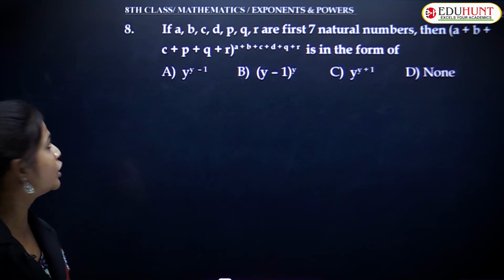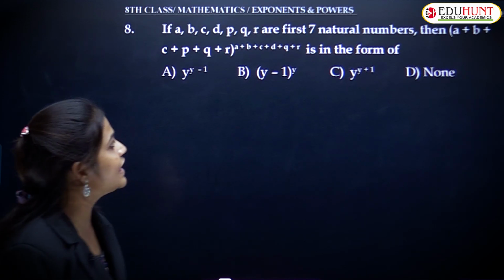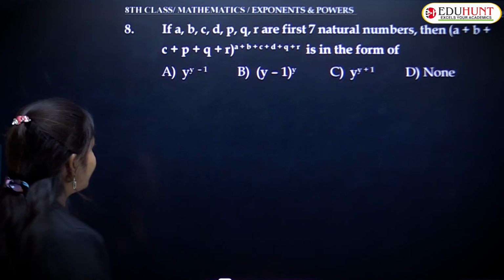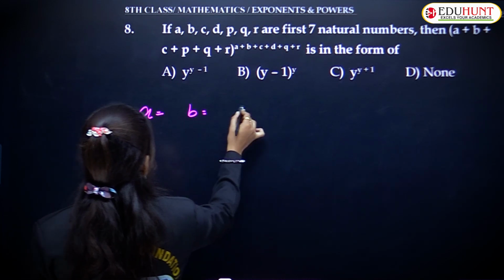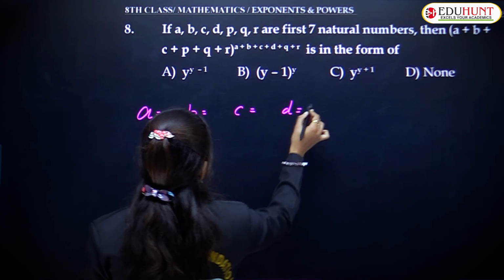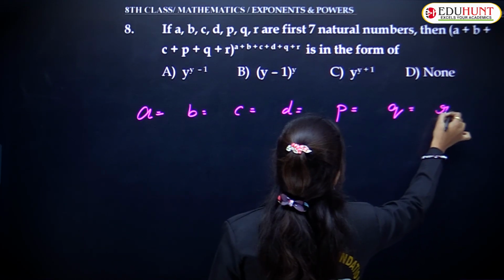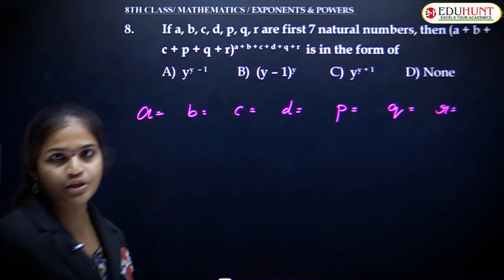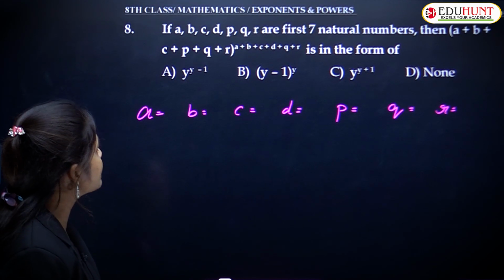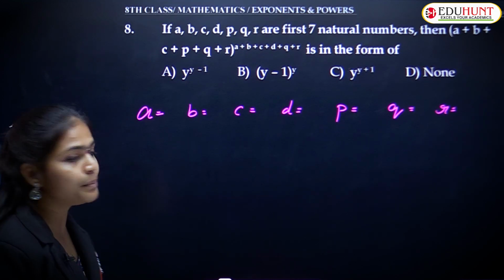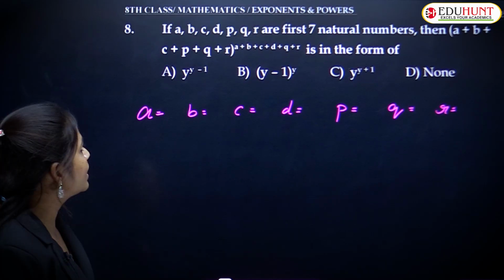So what is the 8th question here? If A, B, C, D, P, Q, R are the first 7 natural numbers, then (A + B + C + P + Q + R) whole power (A + B + C + D + Q + R). Okay, so first we have to write all these values. So what is given?